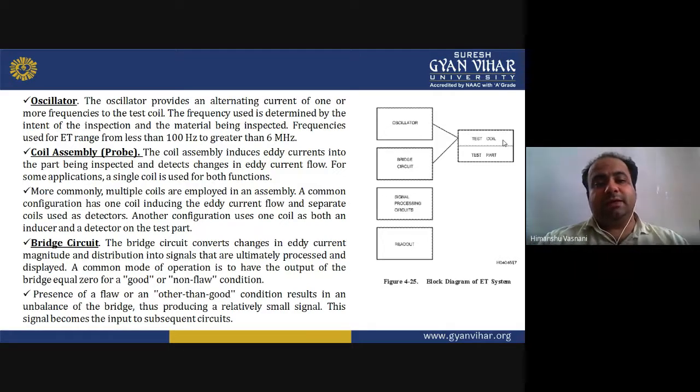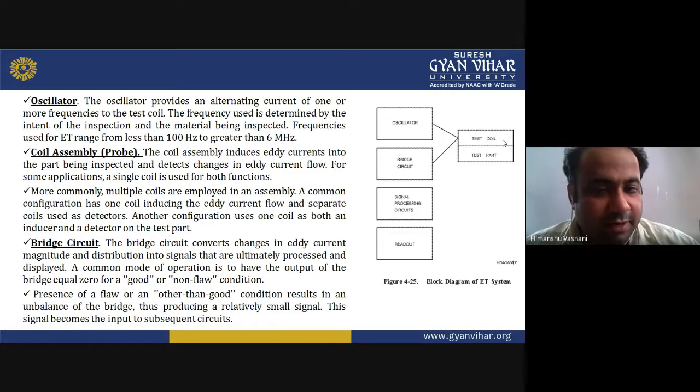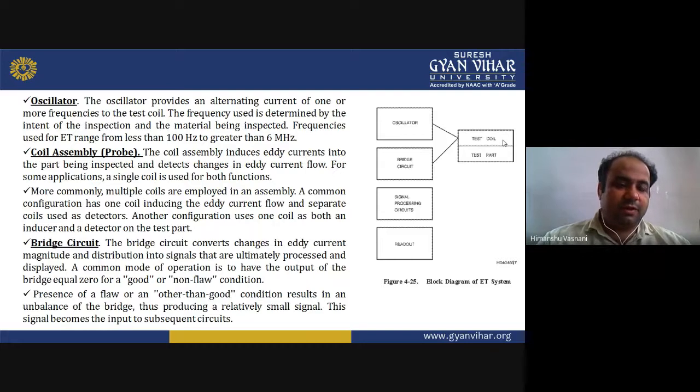Next, the coil assembly induces eddy currents into the part being inspected and detects changes in eddy current flow. For some applications, a single coil is used for both functions, but more commonly, multiple coils are employed in the assembly. The common configuration has one coil inducing the eddy current flow and separate coils used as detectors. Another configuration uses one coil as both an inducer and a detector on the test part.